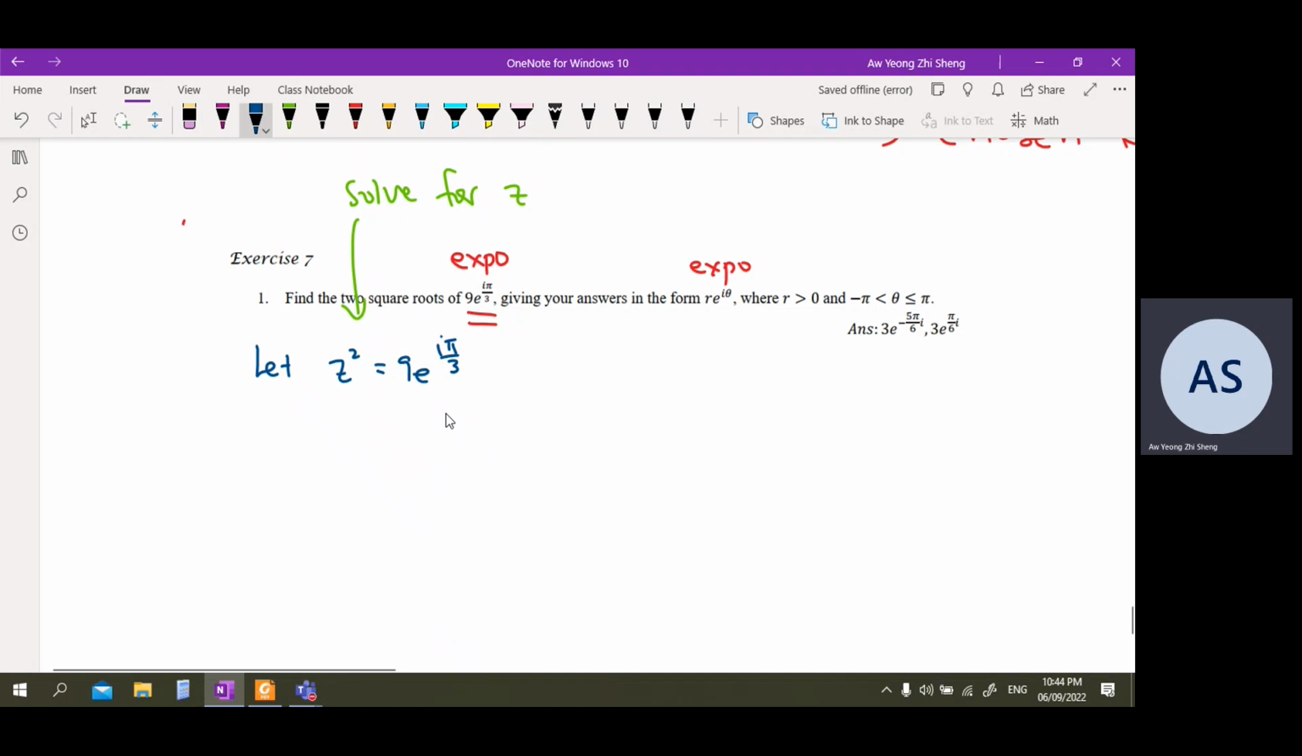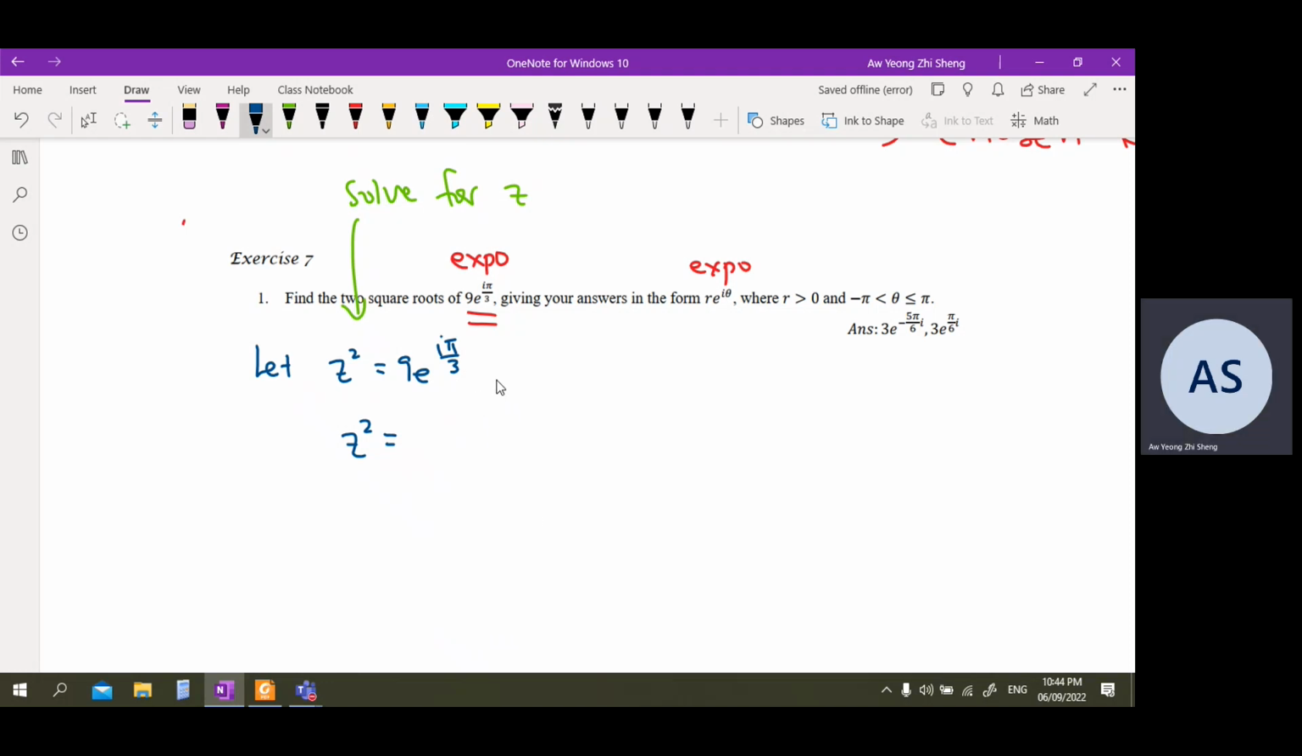So you have to follow the procedure just now. Now that we have things in exponential form, it's still the same procedure, but your working will just look a bit different. Just now in example 9, we were using modulus argument form. Here we use exponential form, but the idea is the same.